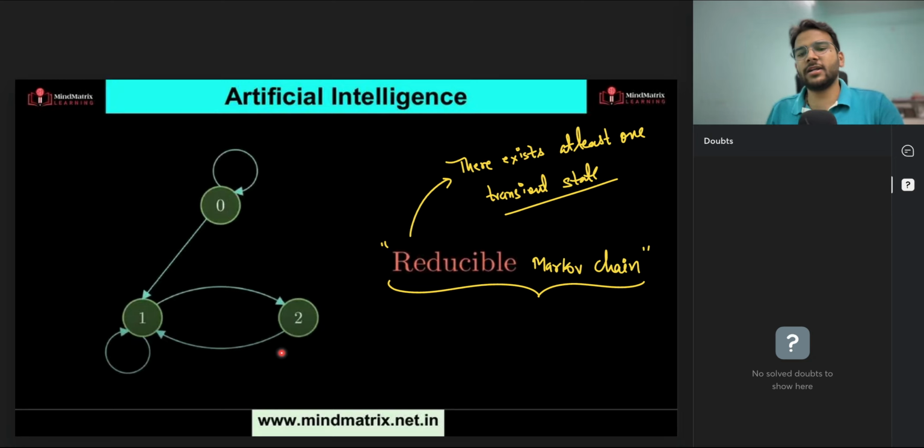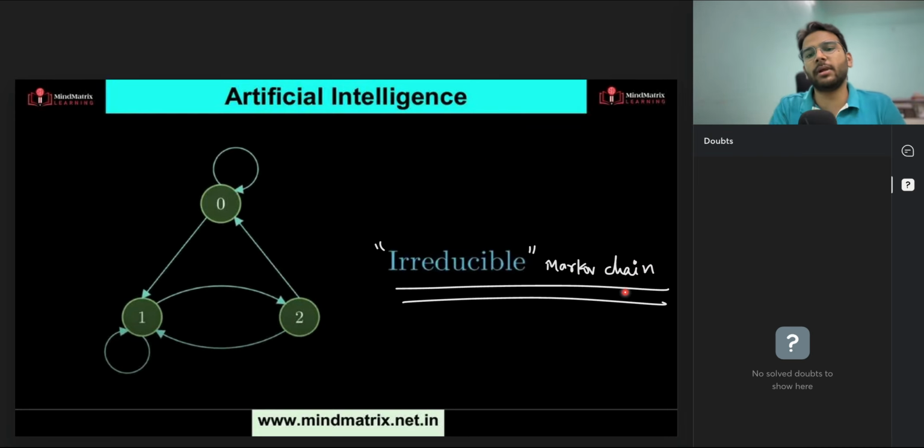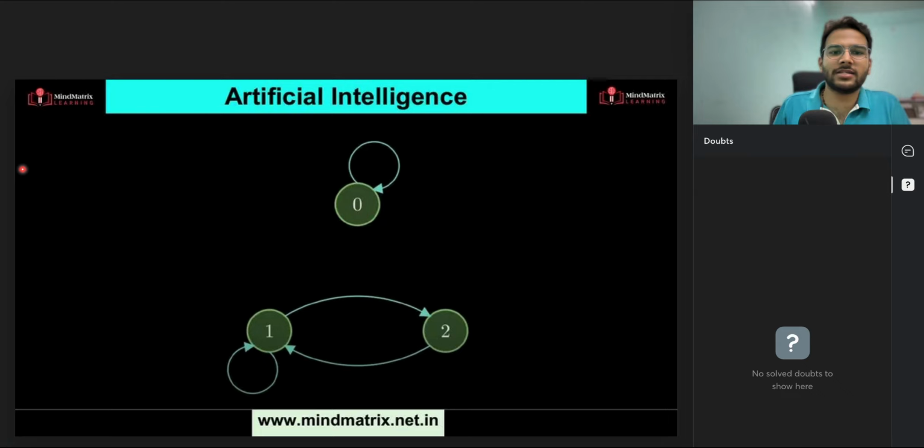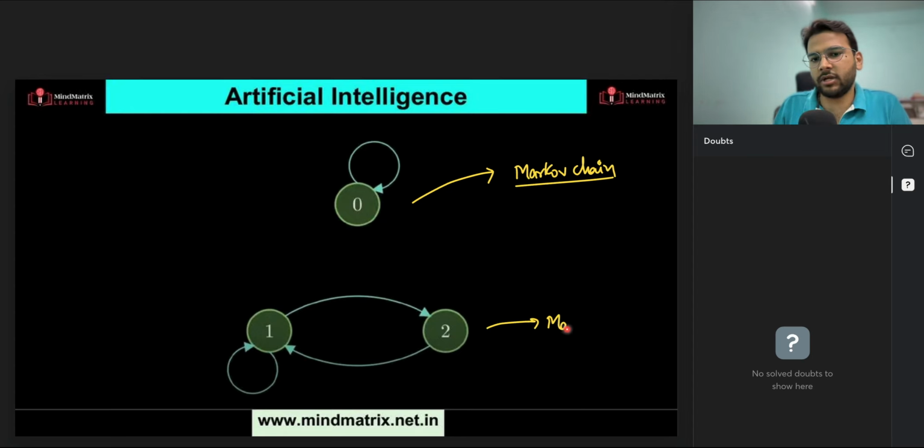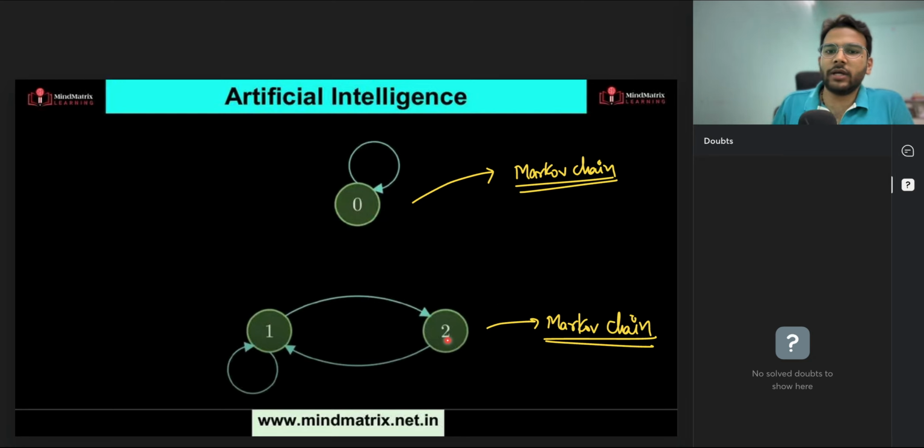So whenever there is a transient state present, we can separate it out and make more Markov chains, and eventually those will become irreducible Markov chains, as you can see in this example. Now this is a separate Markov chain, and this is another Markov chain. Is this point clear? Fine, good. Both are now irreducible.